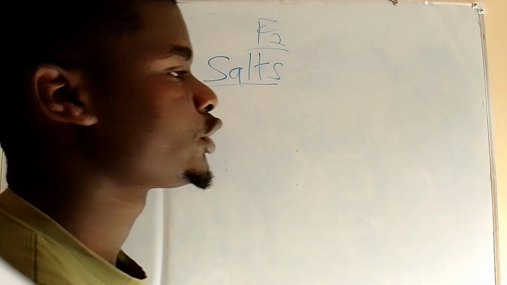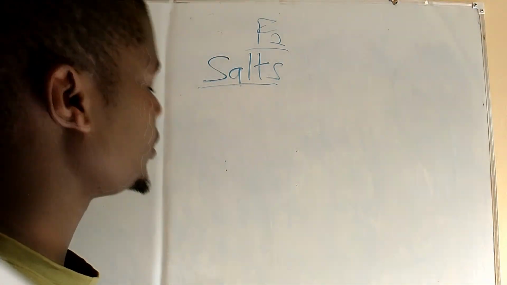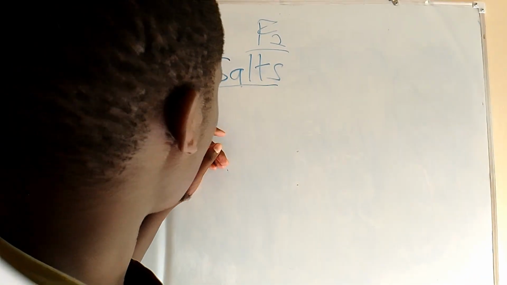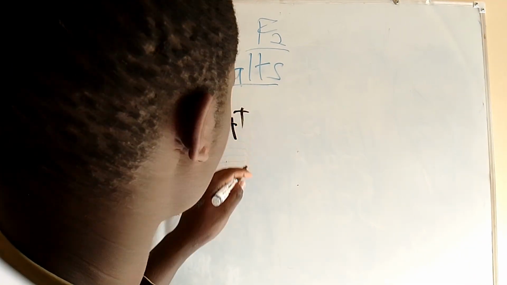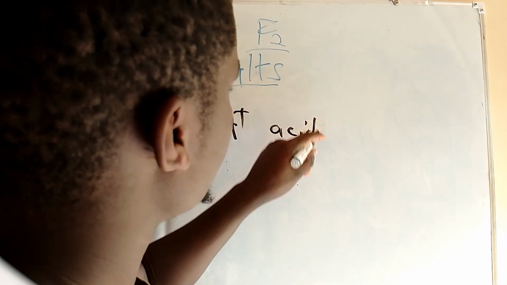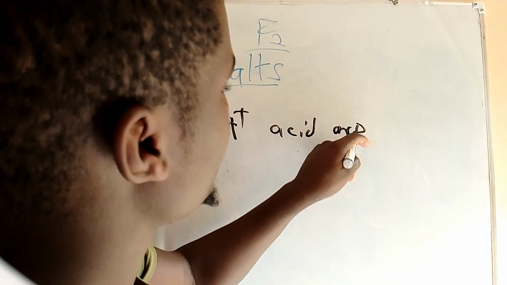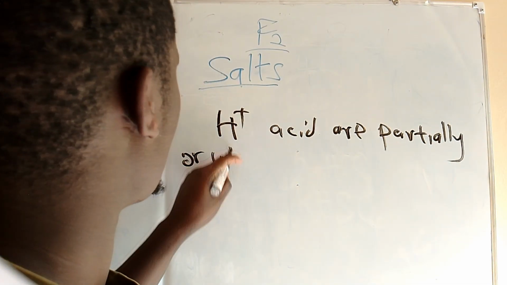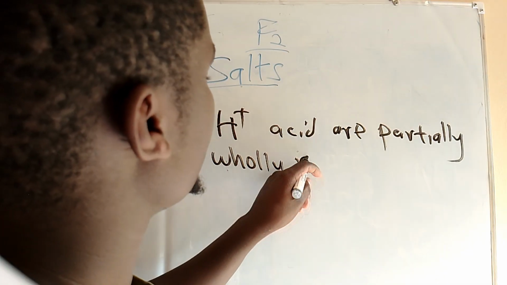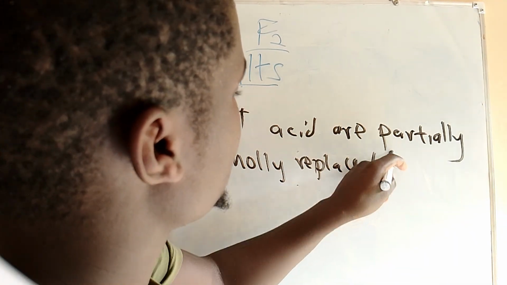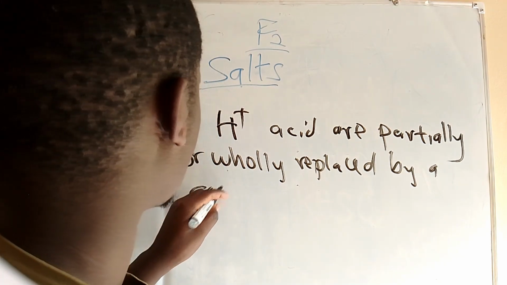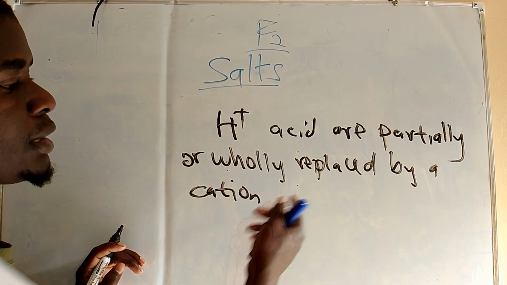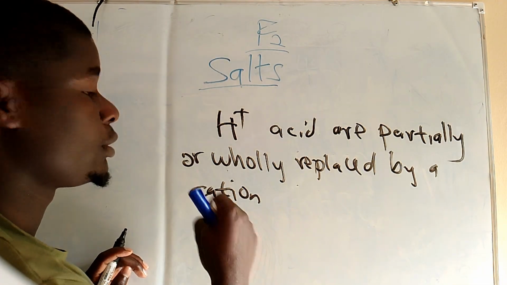So we start by the definition of salts. What is a salt? A salt is a substance which is formed when the hydrogen ions from the acid are partially or wholly replaced by a cation. A cation is a positively charged ion. So this cation can be a metal cation or an ammonium cation.